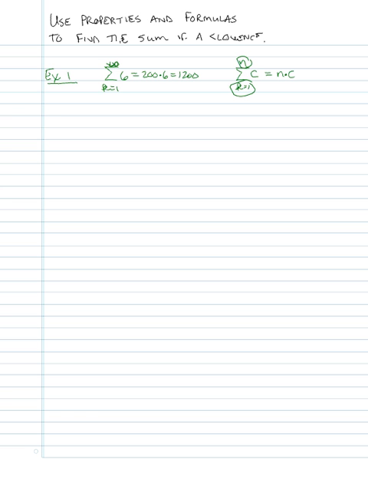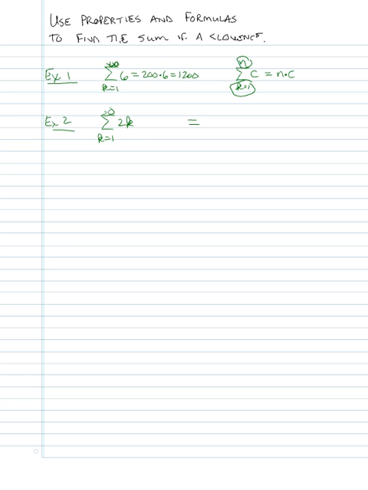Okay, example two. In this case, what we're asked to do is add, that is sum, from k equal 1 to 50, 2k. Now, let me just come over here and remind you what we're doing. We're not going to do it this way, but I want to remind you what we're doing.